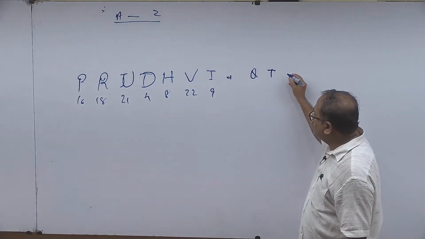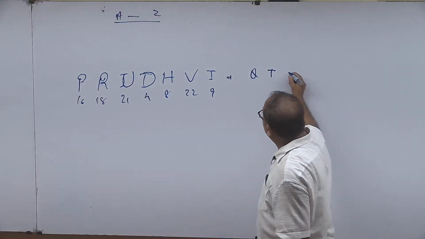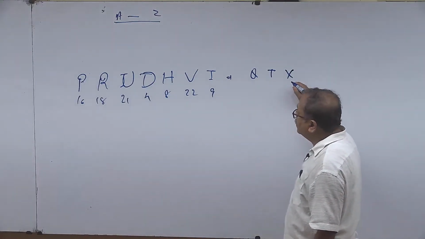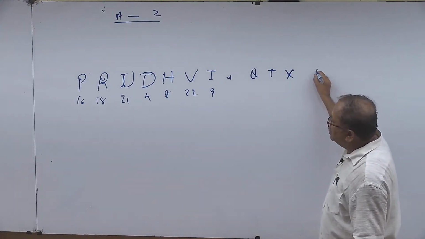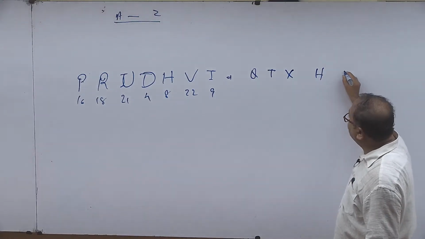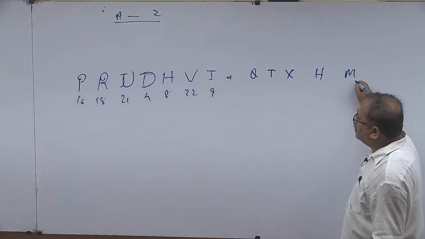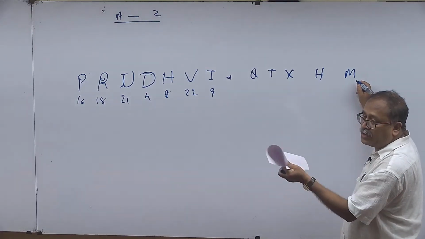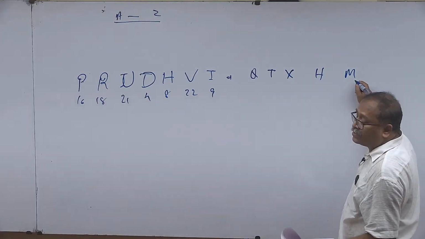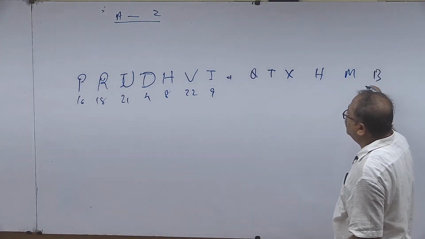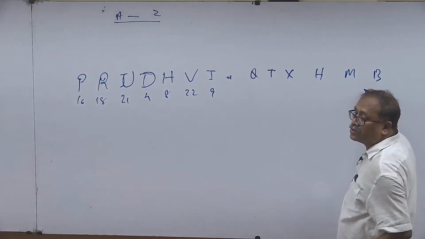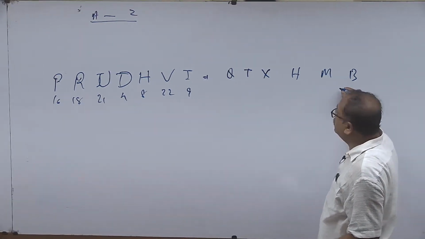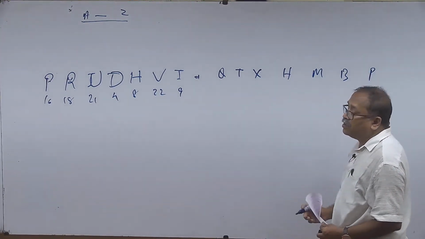that's +3 and +3 is 24, that's X and +4 that is H and +5 is 13 and the 13 is M and +6, so that is 22 +6 is 28. Subtracting 26 from 28 gives 2, that is B and +7, so that 9 +7 is 16 and the 16 is P. This is how the code is written.